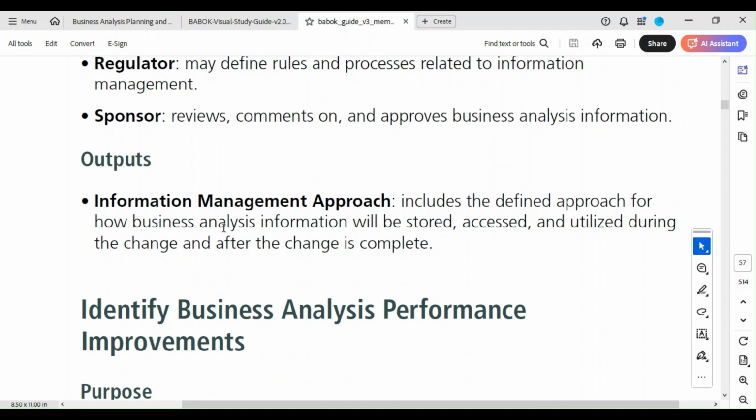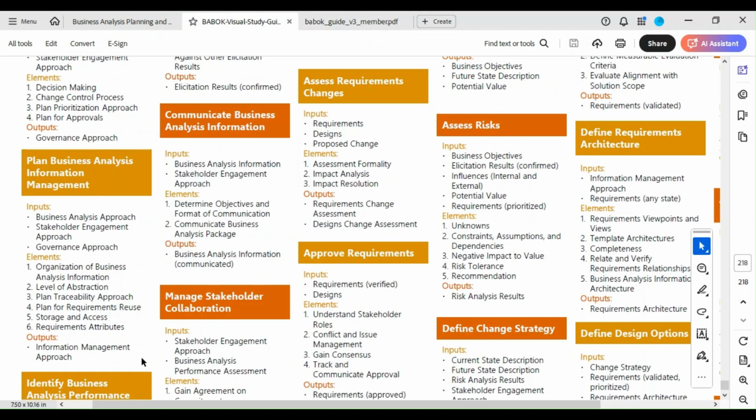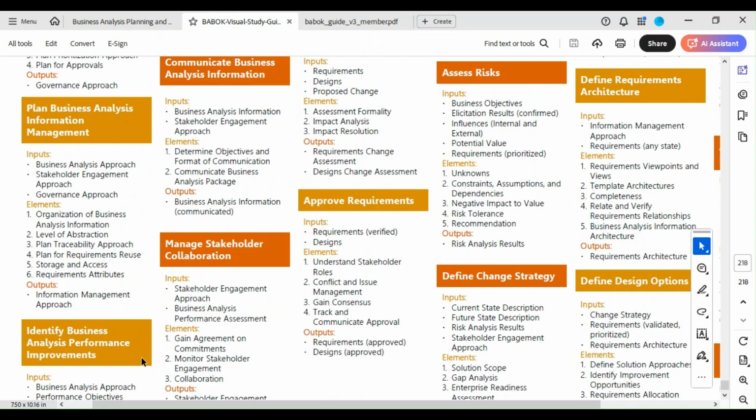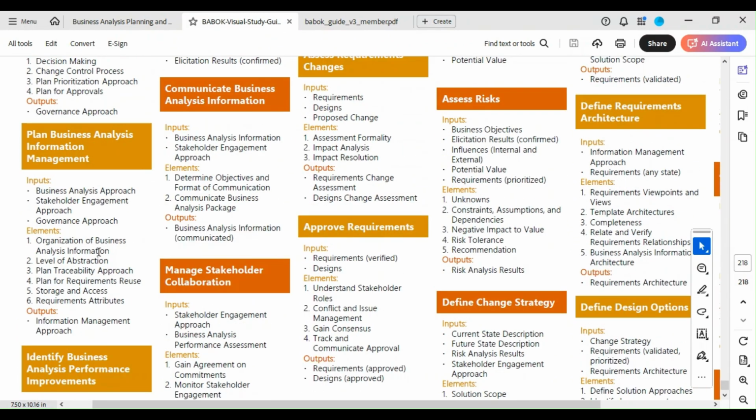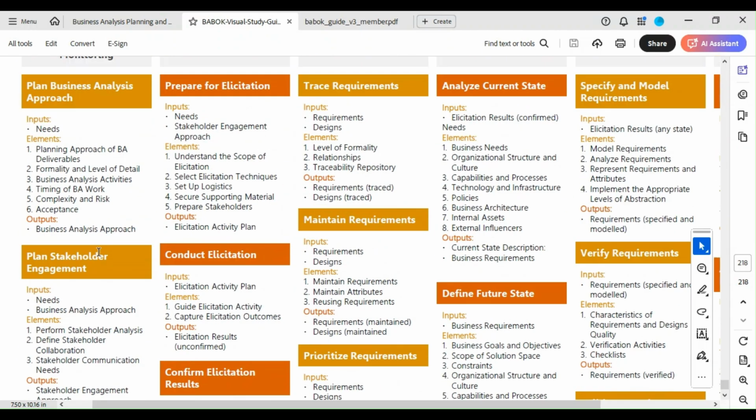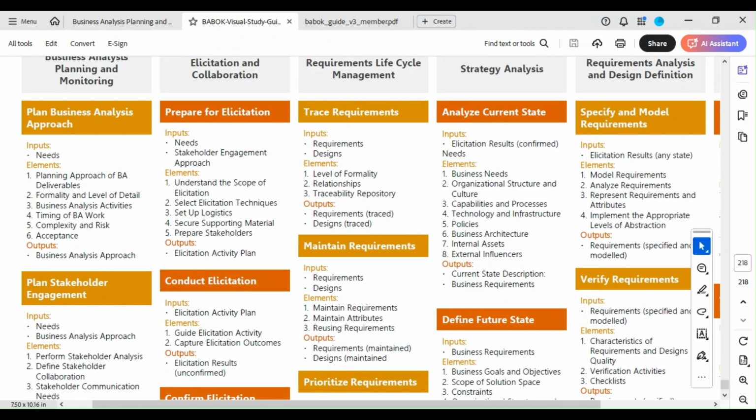And what do you have at the end of the day? Information management approach includes the defined approach for how business analysis information will be stored, assessed, and utilized during the change and after the change is complete. So we have come to the end of this segment. The next would be identify business analysis performance improvement, and we will be done with business analysis planning and monitoring.